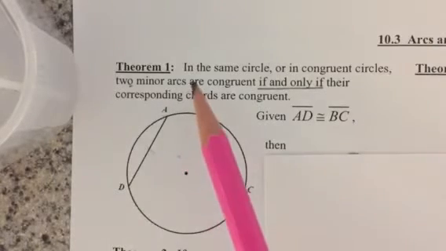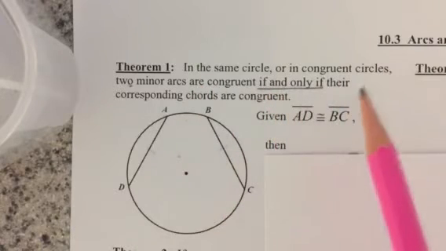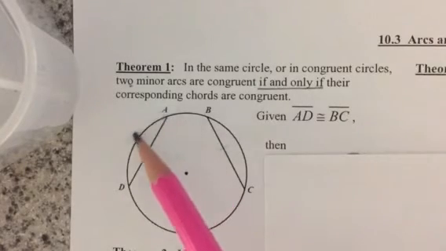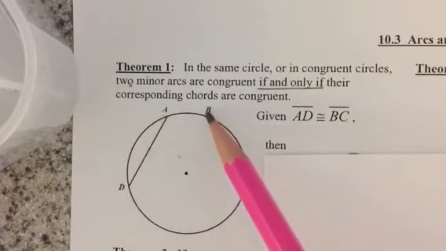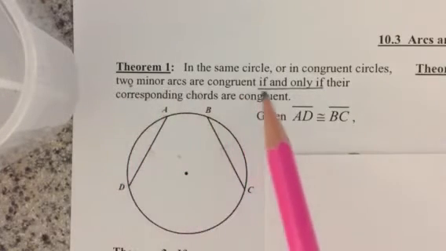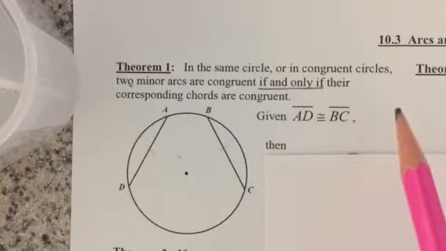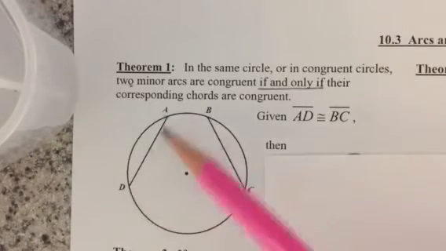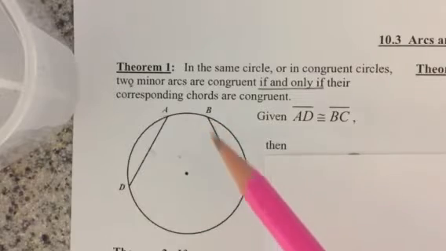It says, in the same circle or in congruent circles, 2 minor arcs are congruent. Minor arcs would be like arc AD and arc BC. Okay, so 2 minor arcs are congruent if and only if their corresponding chords are congruent. So here would be chord AD and chord BC.